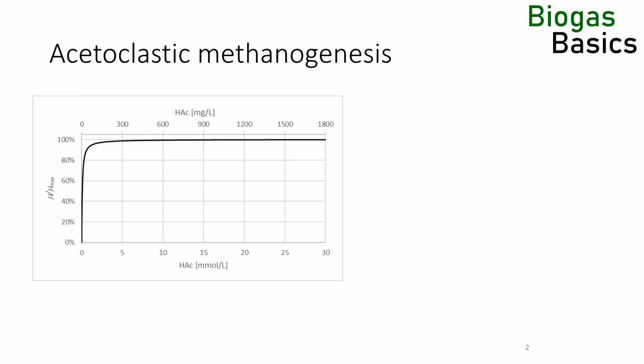The functional relationship between acetic acid concentration and growth rate is a Monod kinetic as shown in this figure. The substrate in the Monod kinetic is acetic acid in its protonated form. The dissociated form, the acetate, does not impact the growth rate. For the microorganisms, only the uncharged form is relevant. We will see this behavior again later when we discuss ammonia inhibition.